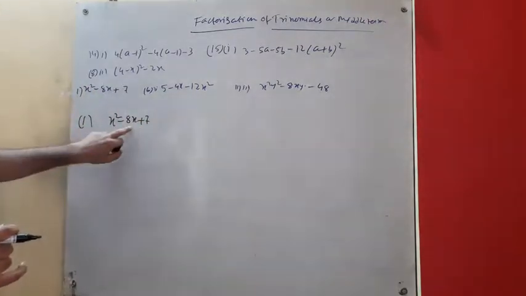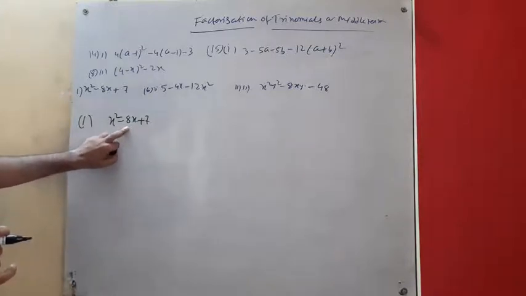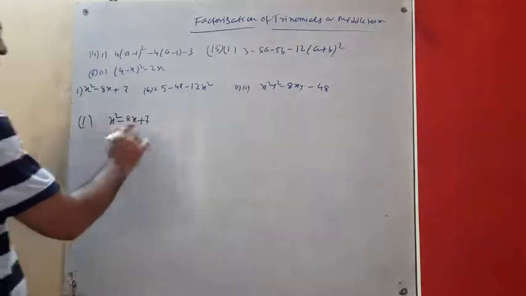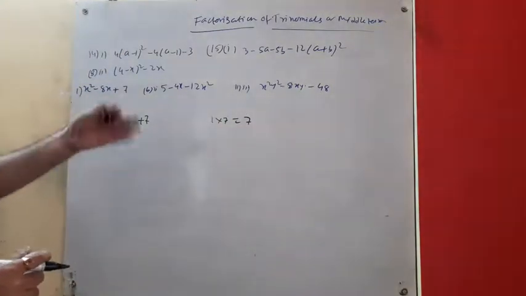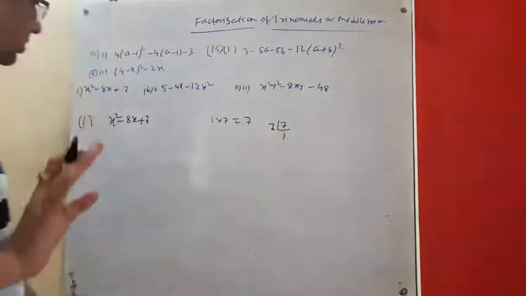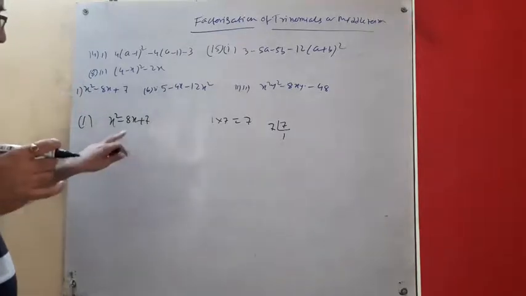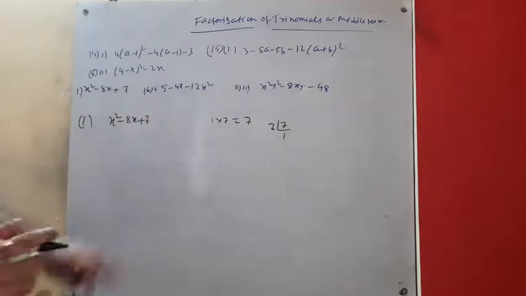What we have to do? We have to split up this minus 8, the coefficient of x. We have to break this 8 with the help of two numbers. The coefficient of x square is 1, so 1 into 7 is 7. We go for factorization. What are the factors of 7? 7 and 1 are the two factors. By addition or subtraction of these two factors, we will get minus 8. That is called factorization of a trinomial, or the middle term method.